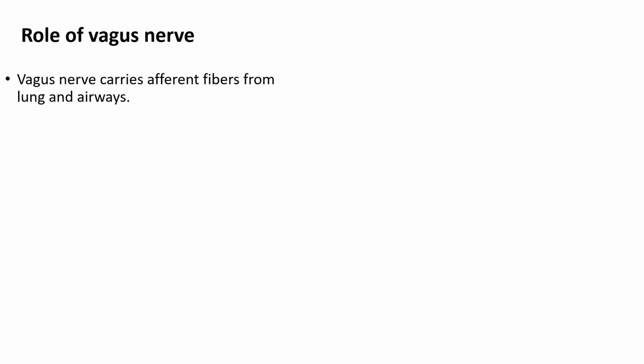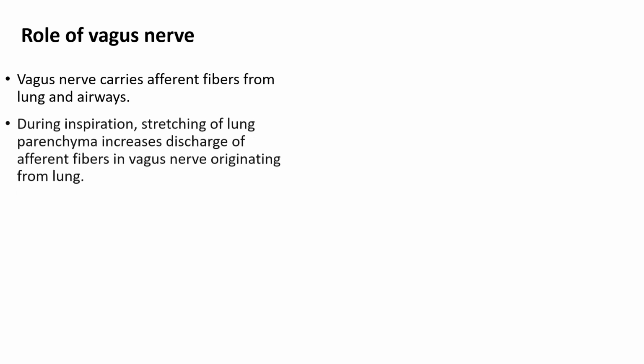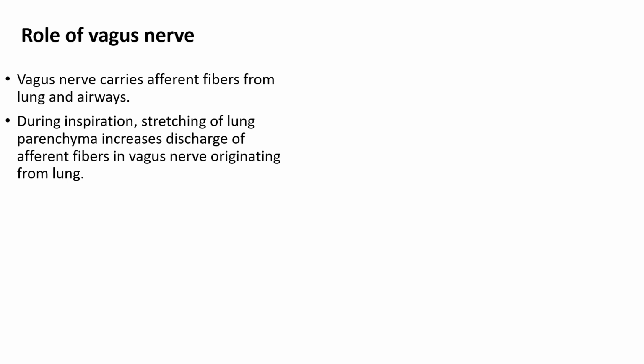Now, other areas which are responsible for inspiration and expiration. Role of the vagus. The vagus nerve carries the afferent fibers from the lung and airways. Very important, the vagus nerve. During inspiration, stretching of the lungs, as I told before, there are stretch receptors in the chest wall and the airways. The parenchyma increases the discharge of this afferent vagus. Afferent vagus means taking the sensation towards the CNS, the medulla oblongata, originating from the lung. So the stretch receptors from the lung give us signals. The vagus nerve carries that and takes the signals to the medullary respiratory centers.